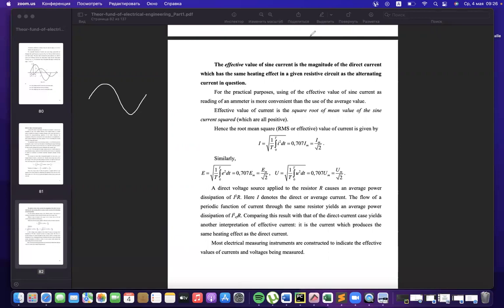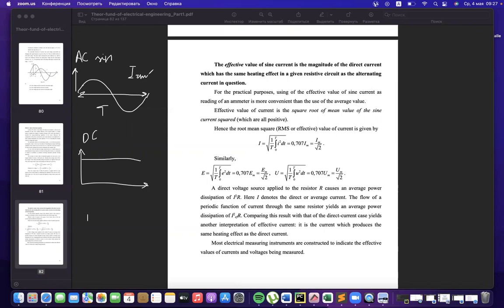It means that if we have, let's draw it, if we have sinusoidal function for this period of time, and if we have direct current, alternating current sinusoidal case and direct current case, then in both of these cases, if root mean square value equals the direct current case, then the power per period of time will be equal. Power on AC will be the same as power on DC.